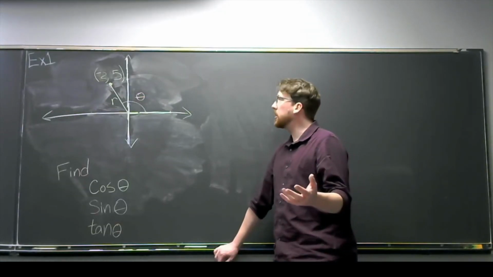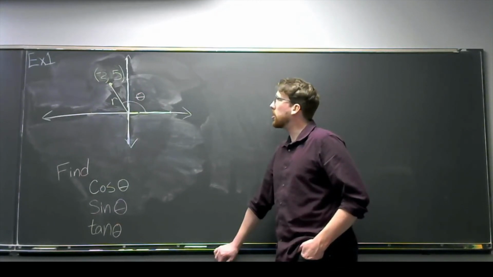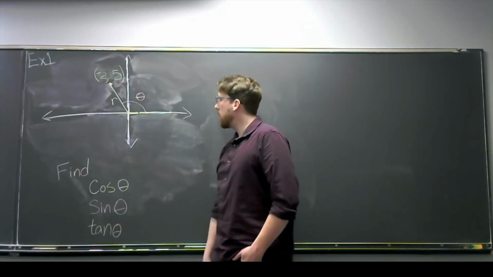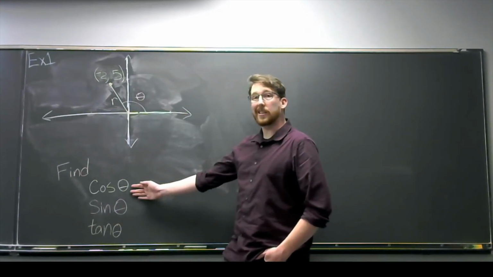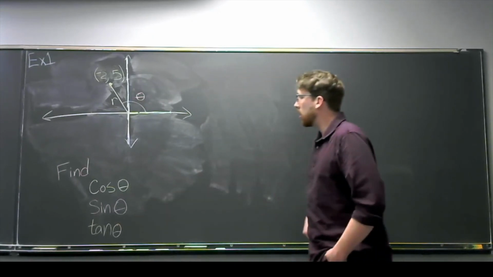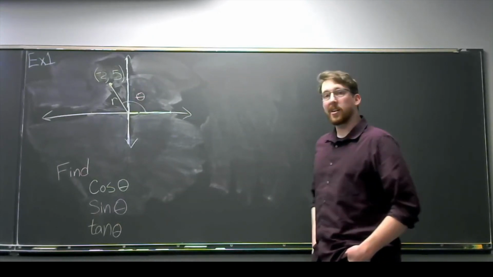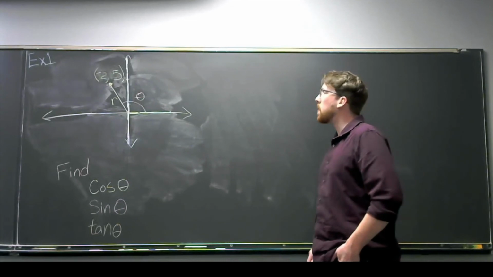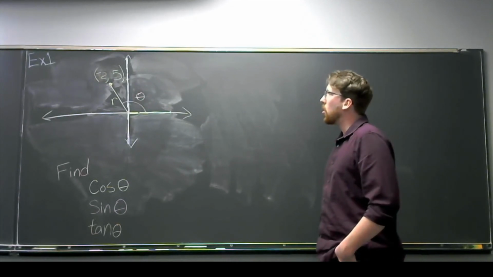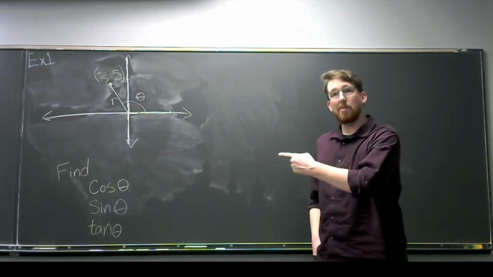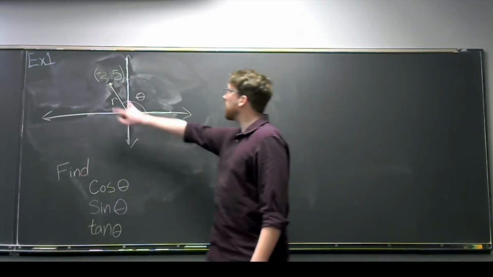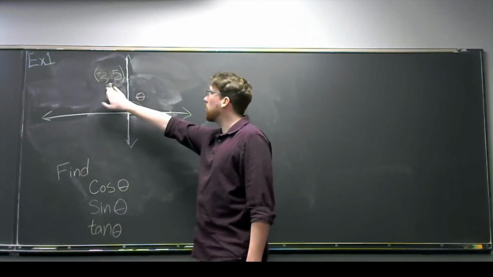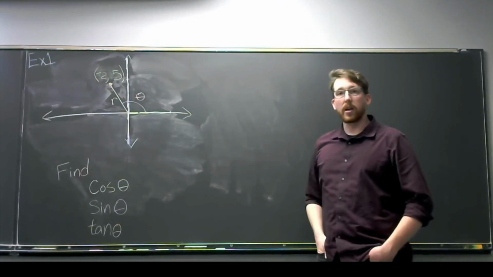All right, so for this first example, we're given an angle with a terminal end at the point -2, 5. And what we want is to find cosine, sine, and tangent. Well, we know cosine, sine, and tangent in terms of x, y, and r, right? R being our radius. But what we don't know in this particular problem is what the radius is. We're going to have to use this point to find the radius.